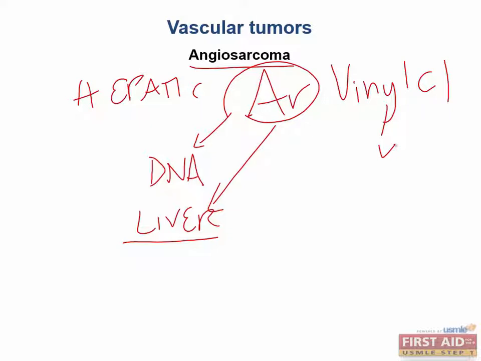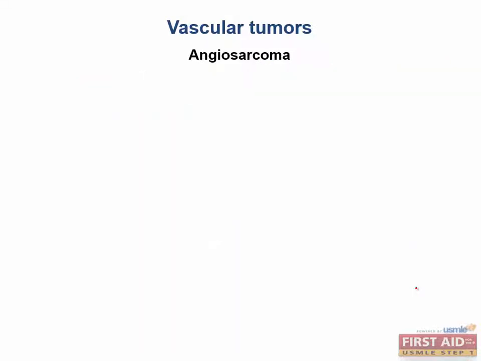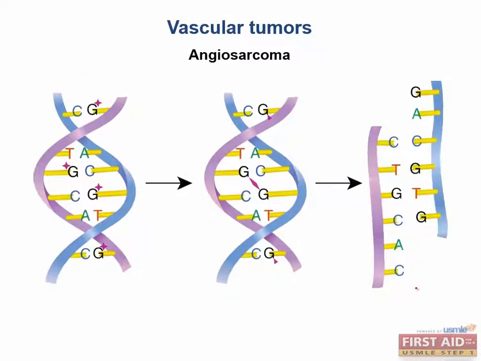And vinyl chloride is another one that's extremely high yield. It is a compound used in the production of PVC pipes, and it's broken down by CYP450 in the liver into metabolites that are very strong alkylating agents. Yeah, and that's bad. Why? Because alkylating agents form crosslinks in our DNA, as we can see here in this image.